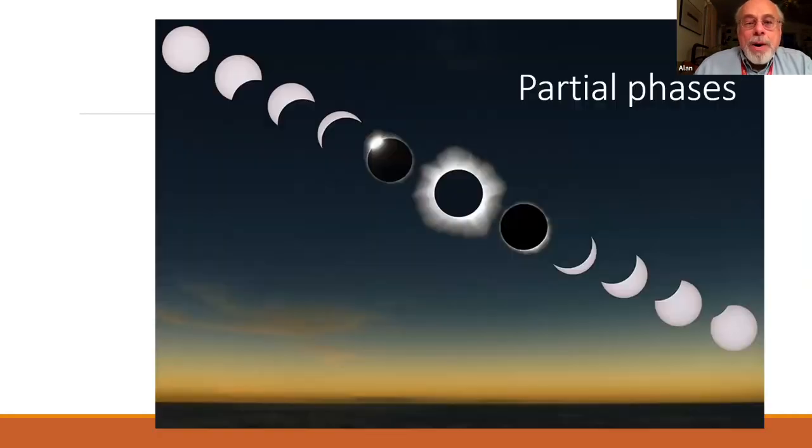This is a good composite of what's happening. And you have to put this in the context of the sun moving over a period of about 2 hours from beginning to end, from what's called first contact to fourth contact, when the moon first impinges on the sun, like this. Can you see my pointer?